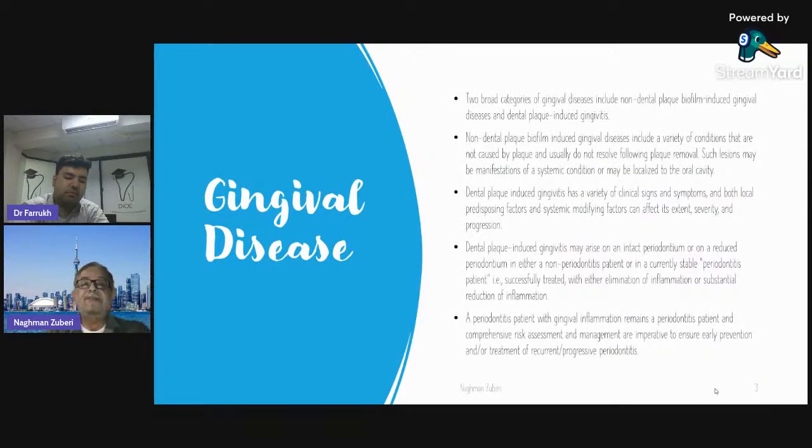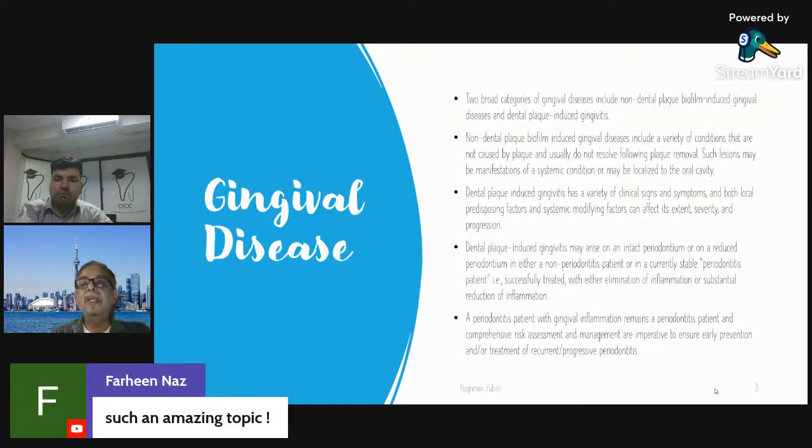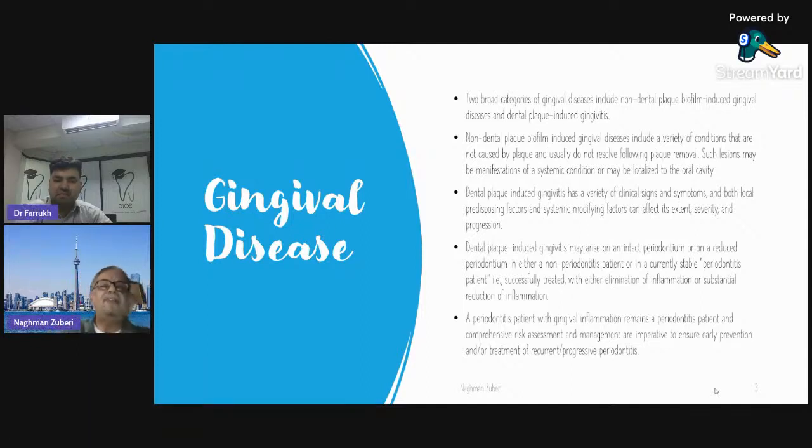What is gingival disease? Two broad categories of gingival diseases include non-dental plaque biofilm induced gingival diseases and dental plaque induced gingivitis. So let's see non-dental plaque biofilm induced gingival diseases. They include a variety of conditions that are not caused by plaque, and usually they do not resolve following scaling and root planing, which we call plaque removal. These lesions may be manifestations of a systemic condition, or they may be localized only to the oral cavity due to any other reason.